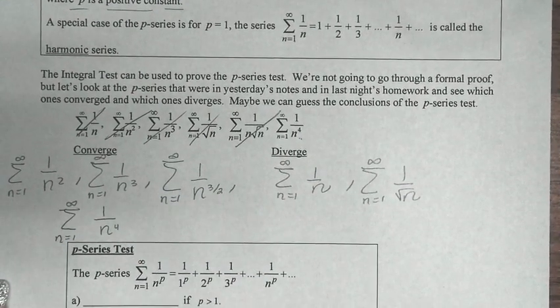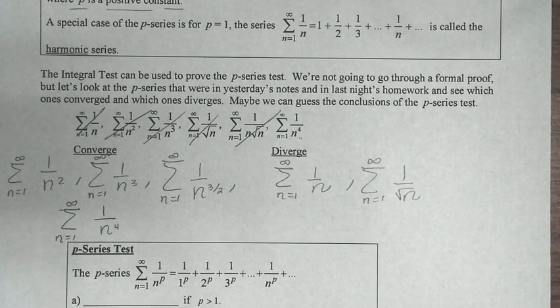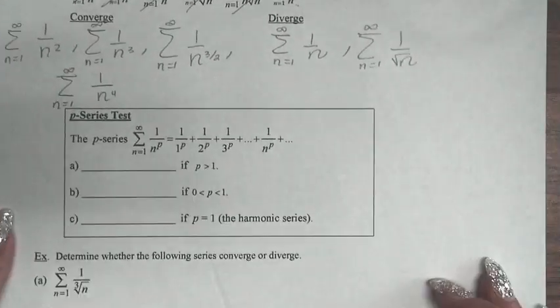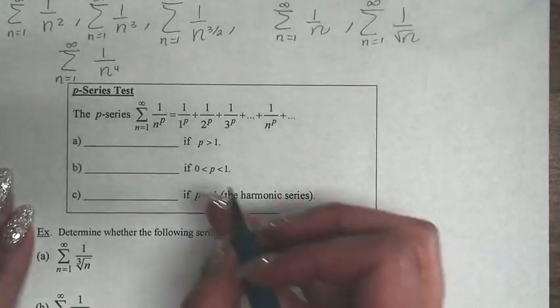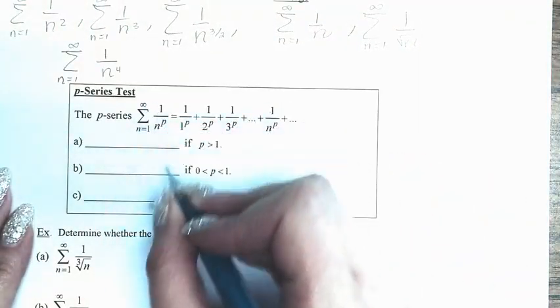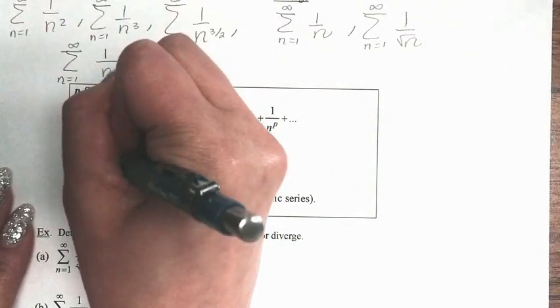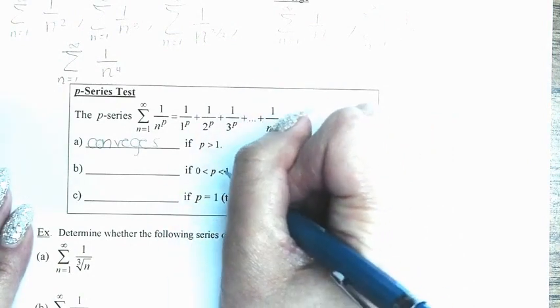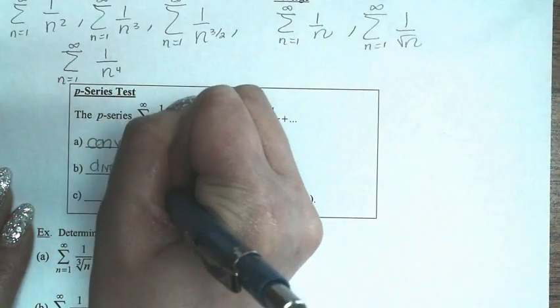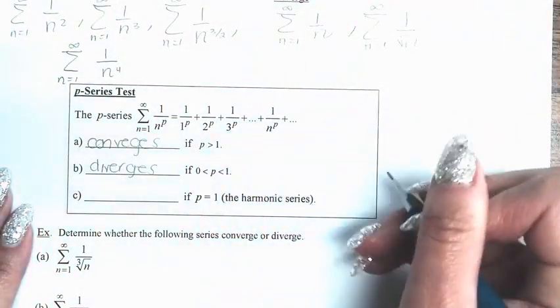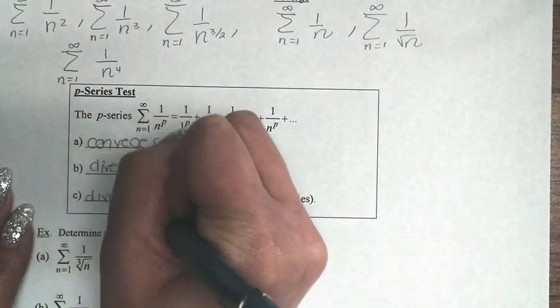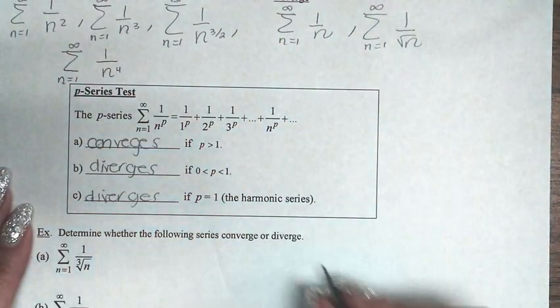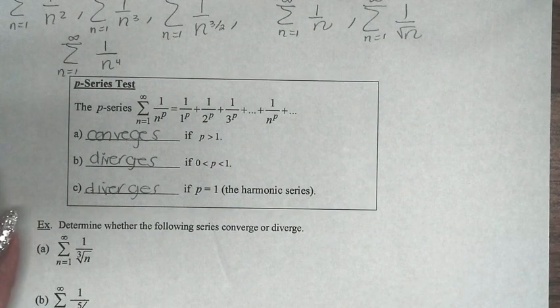So you can see a very fun pattern here. If the exponent is greater than 1, it's converging. If it's 1 or less, it's going to diverge. So guess what? That is the p-series test. A p-series needs to look like this. The first condition is that the series converges if p is greater than 1. It diverges if p is between 0 and 1. And if you have the harmonic series, where p equals 1, it diverges as well. So that's what we have for this test.